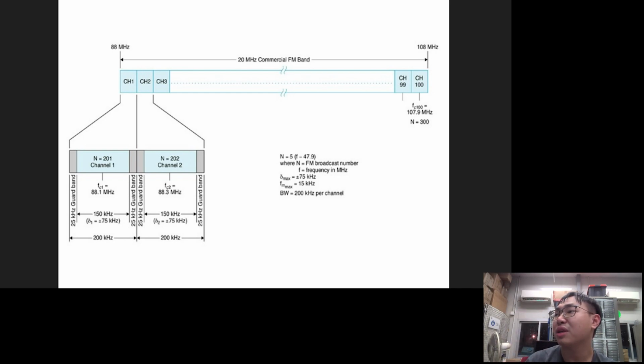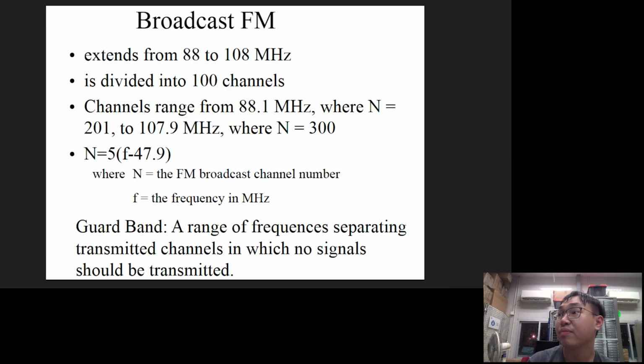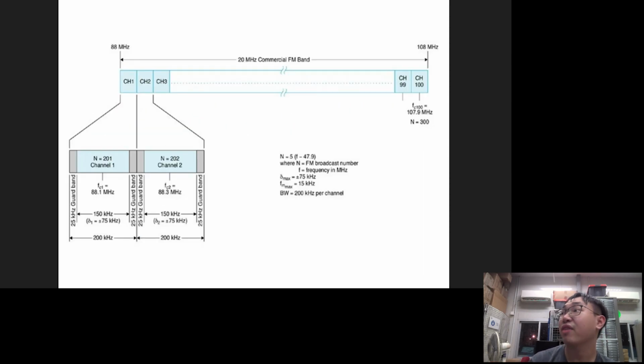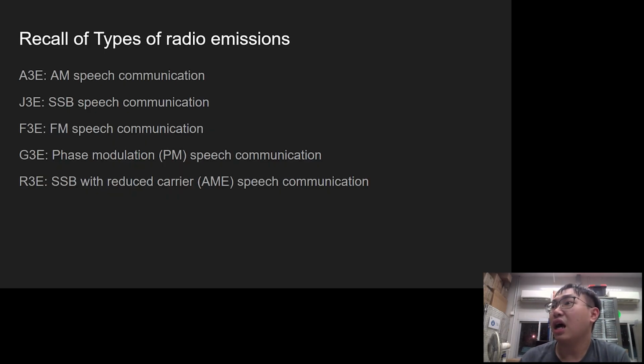So you see the maximum deviation for you is 75 kHz, and for FM radio they use 15 kHz for the broadcast. So you can calculate the modulation index for FM, for broadcast FM. Okay. And this will be asked in your exam, so you have to record this one.